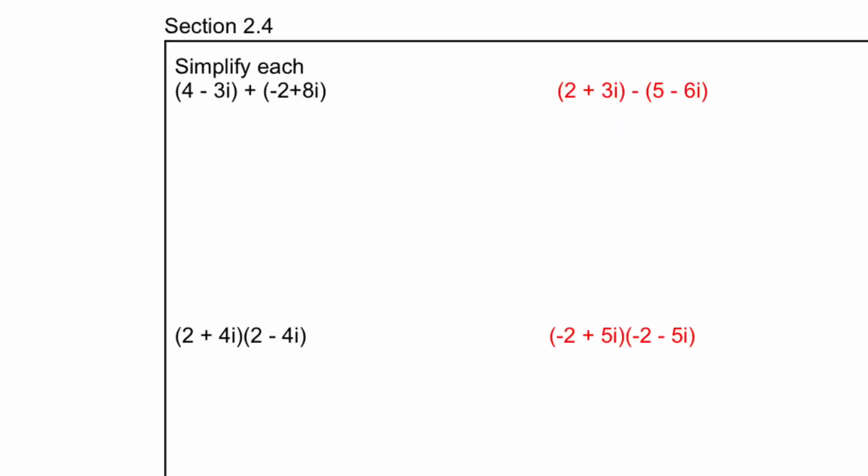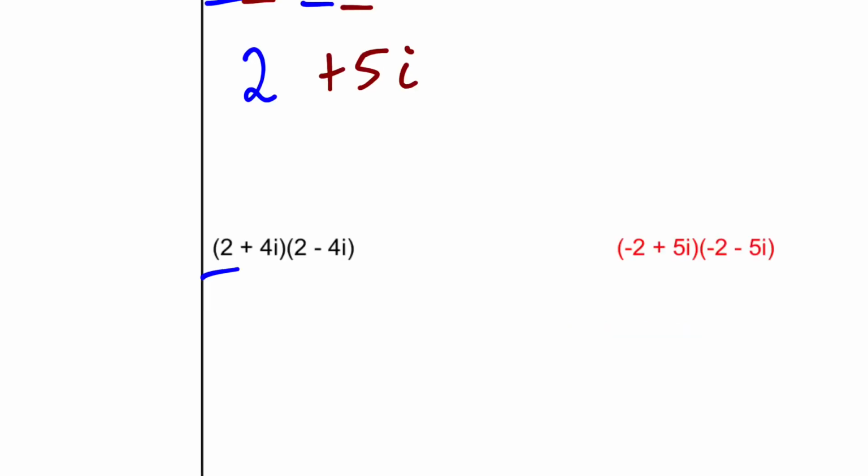In the next section, we are just combining like terms. So 4 plus a negative 2 is 2, and then negative 3i plus 8i is 5i. Think of i almost like an x and follow the usual rules. Here I have 2 plus 2, that's 4, and then 4i minus 4i goes away.